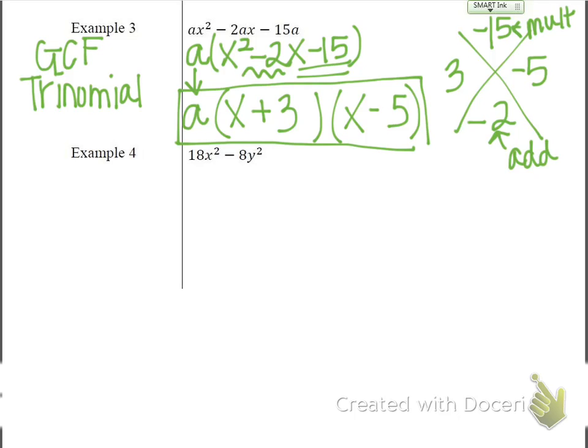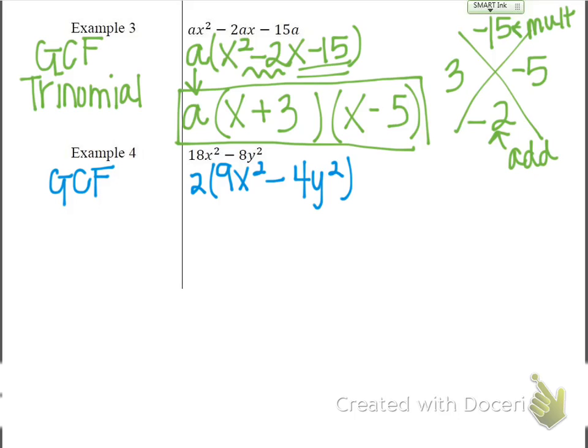Okay, so let's look at example 4. First thing I should always check for is a what? GCF. Is there one? Factor it out right now, please. All right, guys, what did you get as the GCF? 2. Okay, so when we factored out the 2, that left me with 9x squared minus 4y squared. Perfect. So we did a GCF first, so I'm going to write that off to the side.